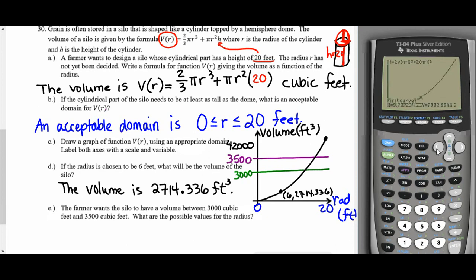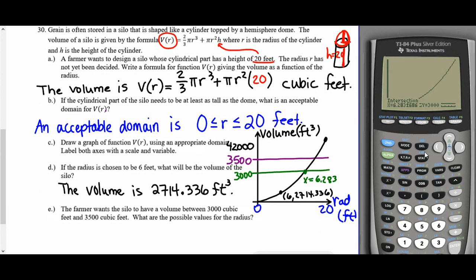I want to move close to where they cross. Sorry, I can't see it real well where they are, but I can tell them close enough. I hit enter, enter, enter for all three parts. And there's my intersection at 6.283. And now I just need to repeat the process by going back and changing my 3,000 to a 3,500. Graph that and find the intersection.